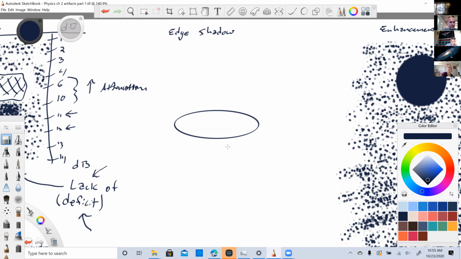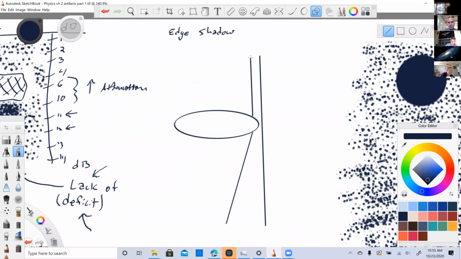Let me see, I'm going to need a little help here. Let me draw it from this side. Still on eraser. Okay.